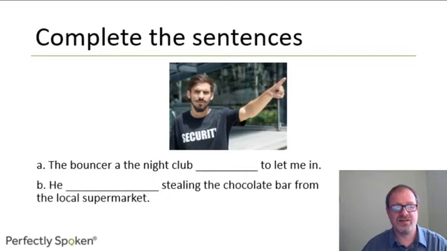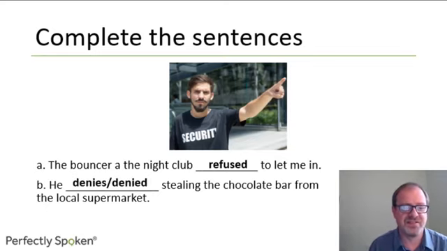And something stealing the chocolate bar from the local supermarket. So the first one, he said, no, you can't come in. Say no. You refuse to let someone in. He refused to let me in. And the second one, he said, I didn't do it. He refused to admit to it. He denies, or denied if it was in the past, stealing the chocolate bar from the local supermarket. He said, it wasn't me. I didn't do it.